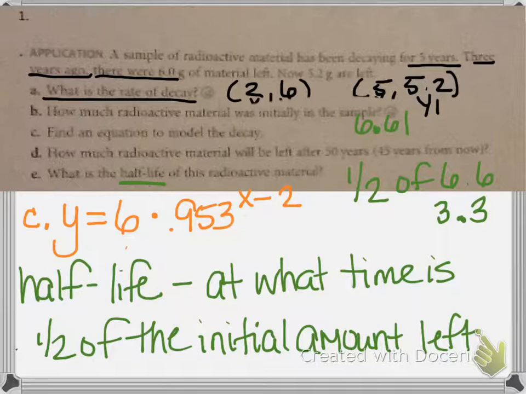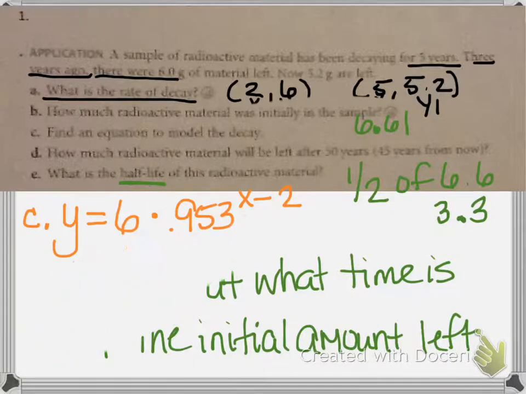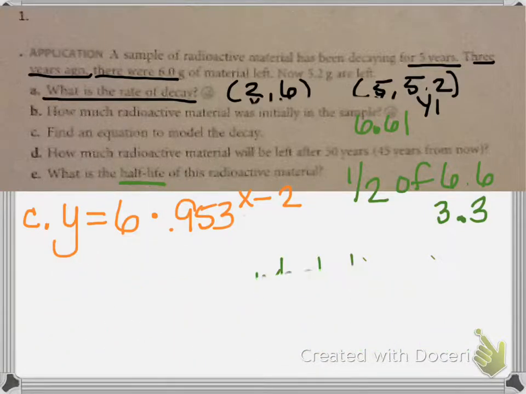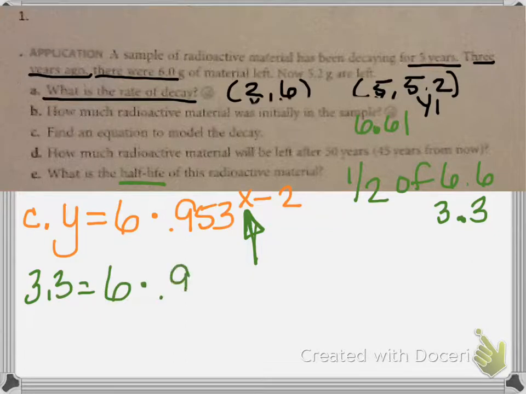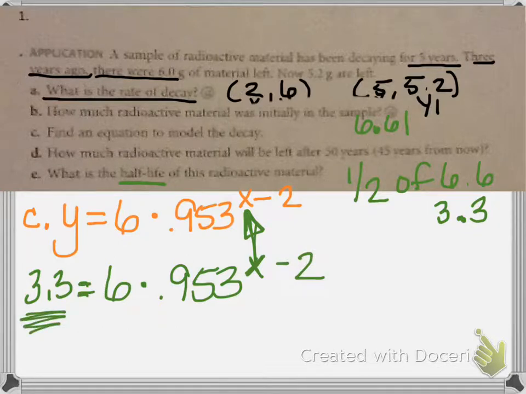You could, of course, also take this equation from part C and guess and check. So we could keep plugging numbers into x for different amounts of years to see when y is equal to 3.3. So this is what I'm trying to find out. What would x be in this equation when y is equal to 3.3? I think the calculator is a much more efficient way of doing that.